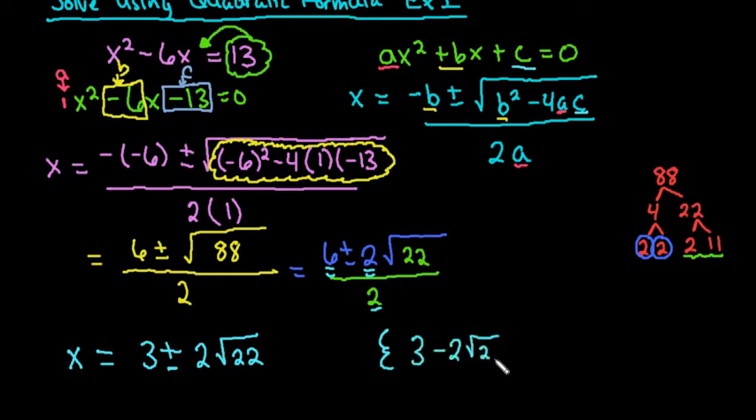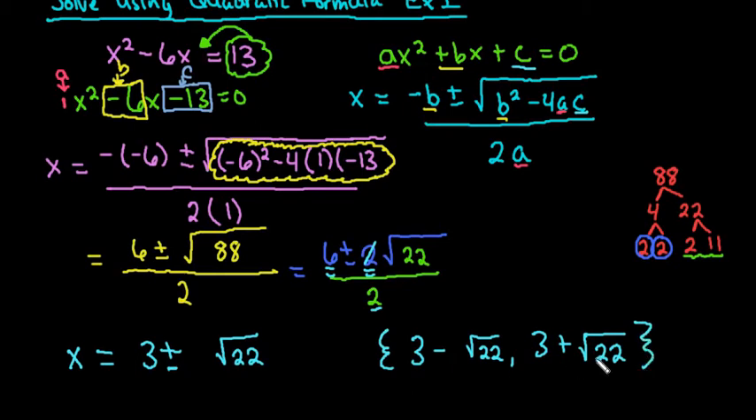Sorry, I forgot to simplify that too. Let me go back. I have to reduce both of them. Since the 2 goes into the 6 3 times and these 2's cancel each other out, that's why I shouldn't have had that there. I apologize.